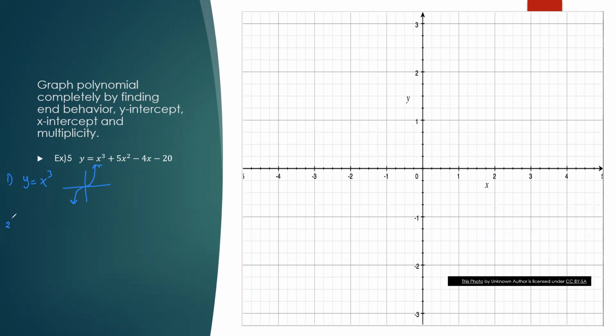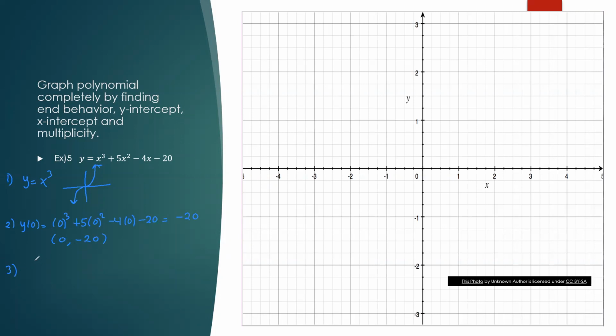And then step 2, find the y-intercept. So you plug in 0. So it's going to be 0 cubed plus 5 times 0 squared minus 4 times 0 minus 20. And then put it all together, you get an output of negative 20. So your y-intercept is (0, negative 20).